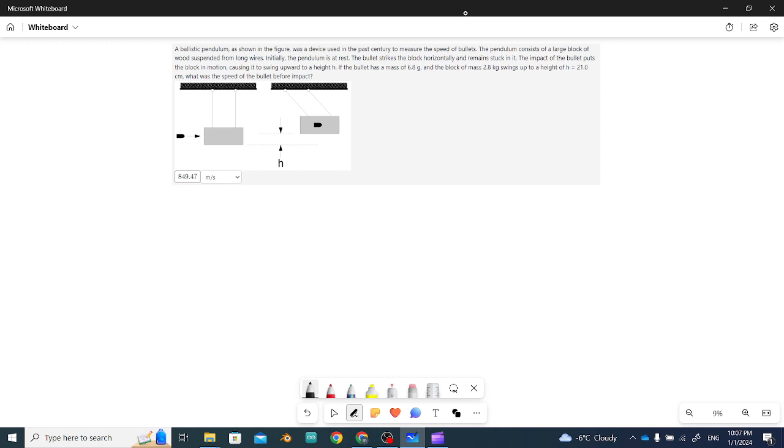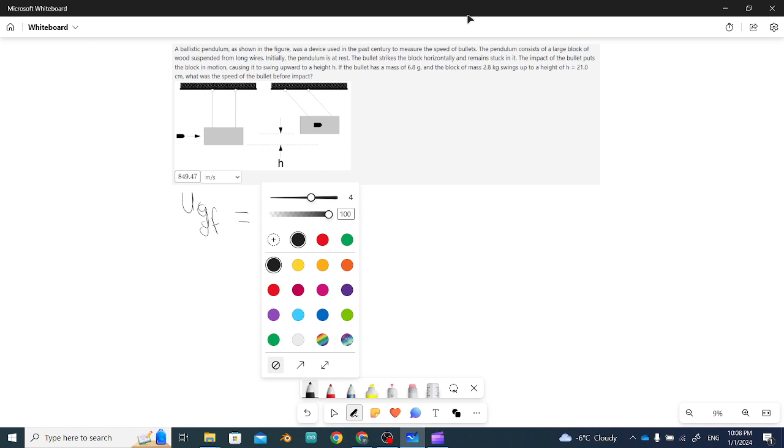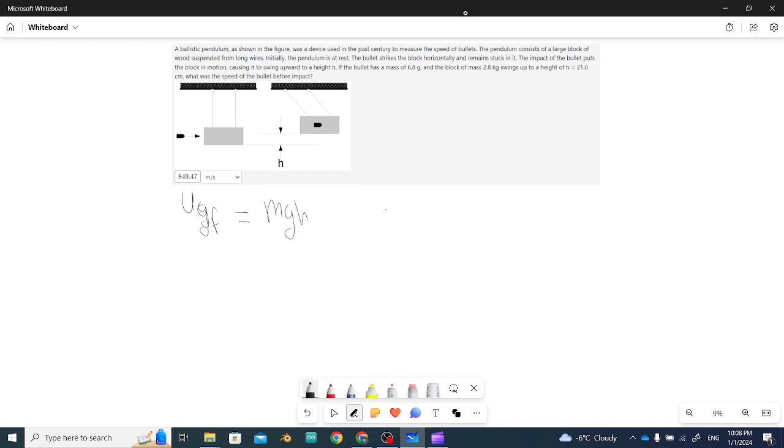So let's first calculate the final potential energy. So it would be U_G final, and that would be mgh. That's equal to, now, the mass is the total mass because they got stuck together. So 6.8 grams is 0.0068 kilograms, so plus 2.8, that will be 2.8068.